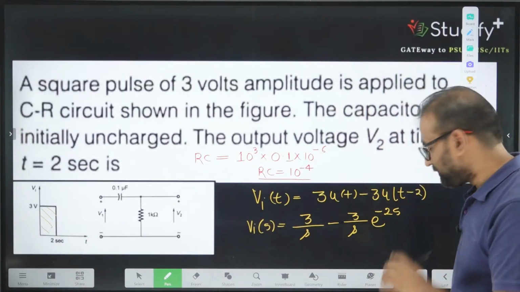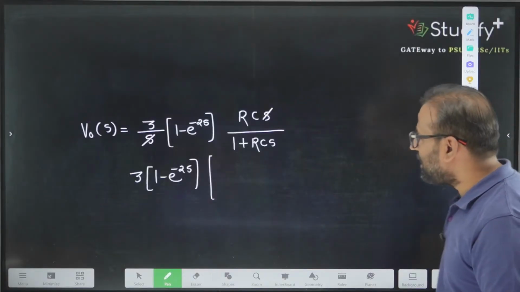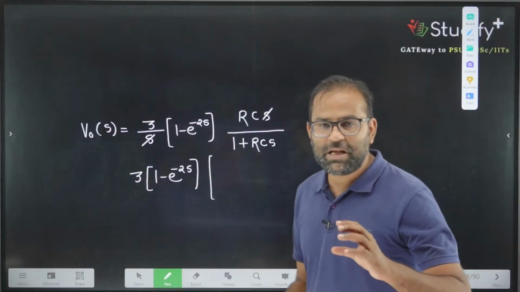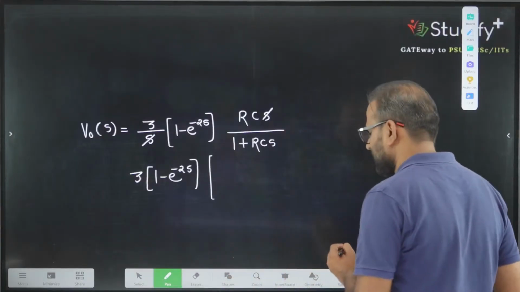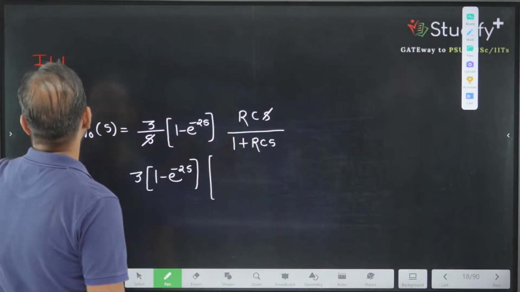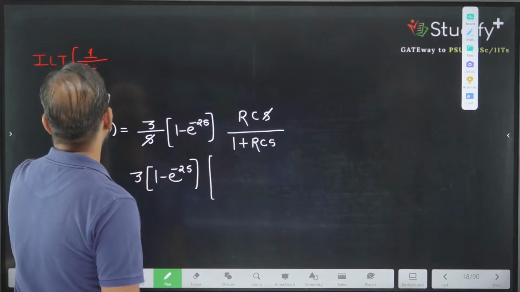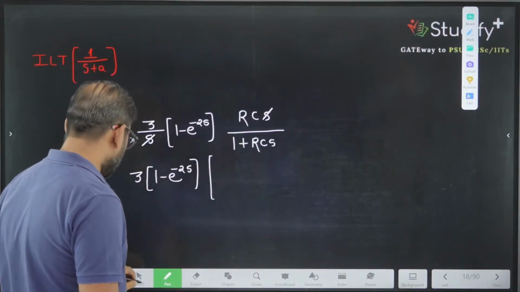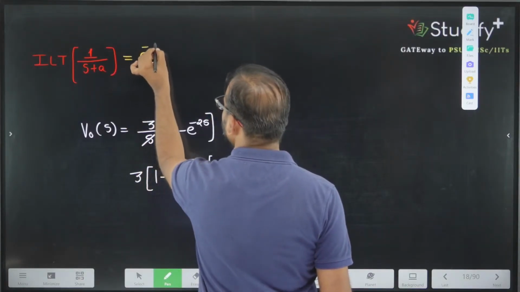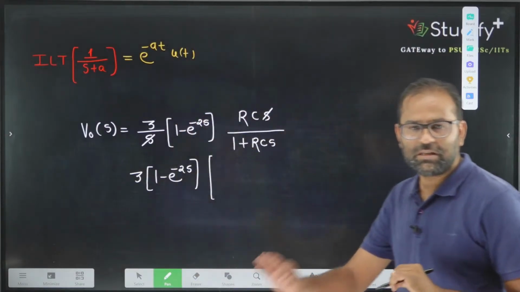Now, once you know this expression, we are only interested in the inverse Laplace. And the inverse Laplace is available for this kind of function. When you have this kind of function, the inverse Laplace transform of 1 divided by s plus a is e to the power minus at for t greater than 0, or you can write this as a u(t). Correct? This type of functions.